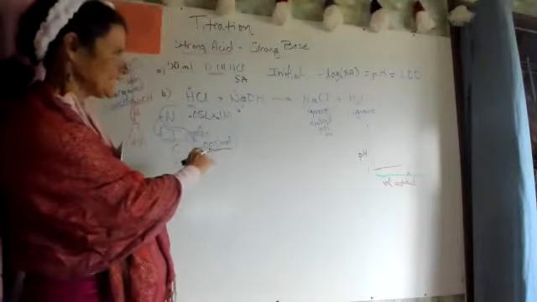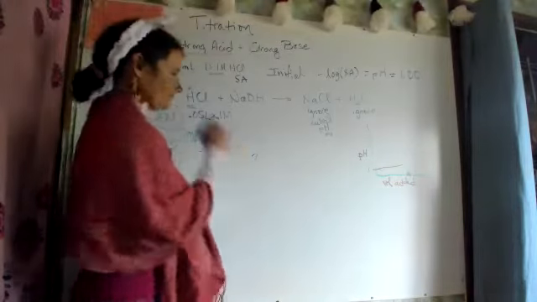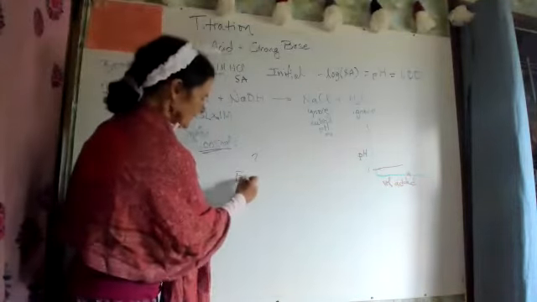All right, the initial moles of the HCl stay the same. We're going to change how much NaOH we added. And we're at the equivalence point.